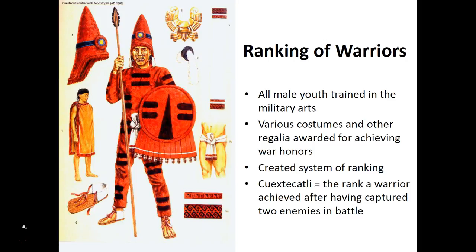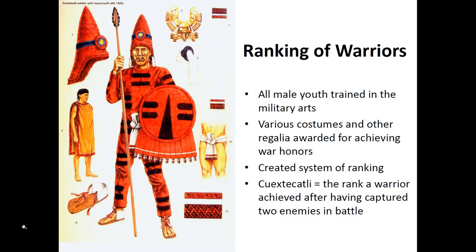All male youth were trained in the military arts and were expected to participate, if conscripted, in the wars of the empire. Nobles, however, had a greater expectation, and they also had a greater chance of receiving rewards through this system. There were various costumes and regalia that were awarded to warriors for achieving particular war honors, and this created a system of ranking, of officers that have different power and authority, as well as different privileges.